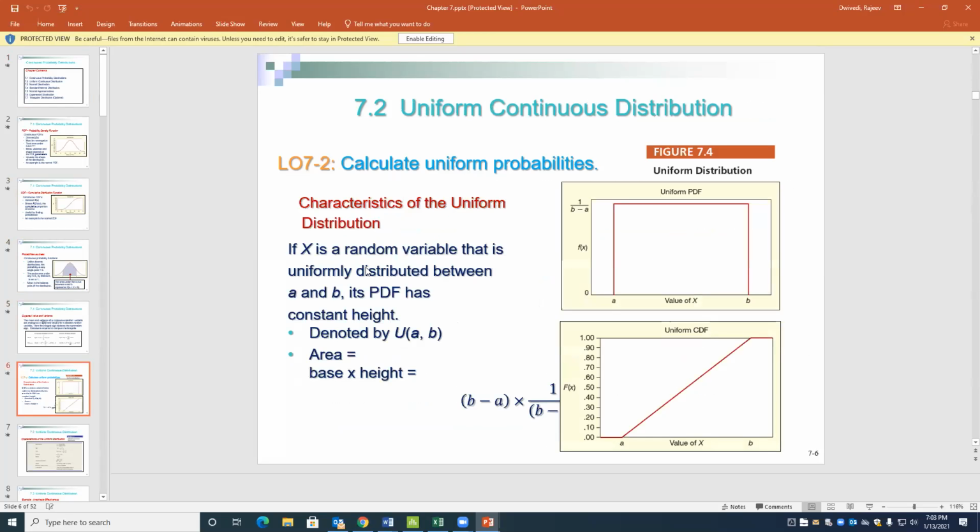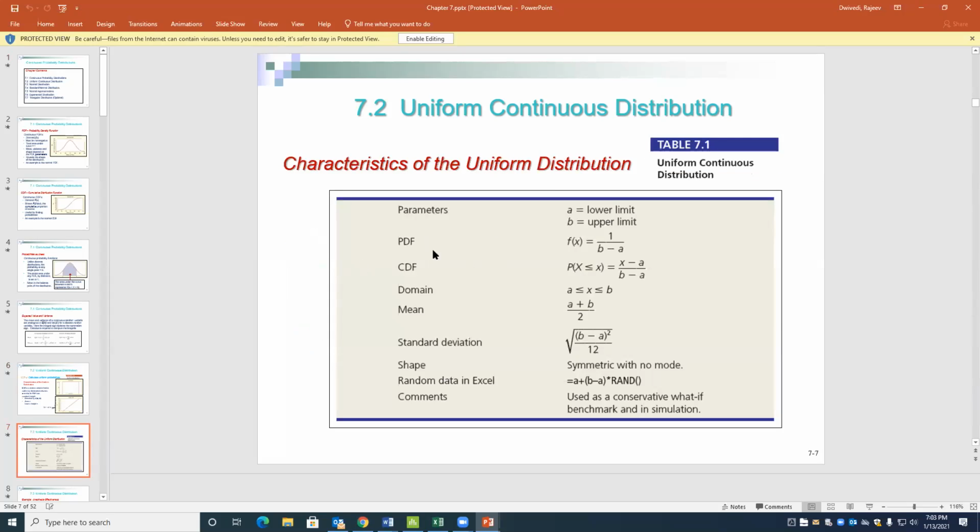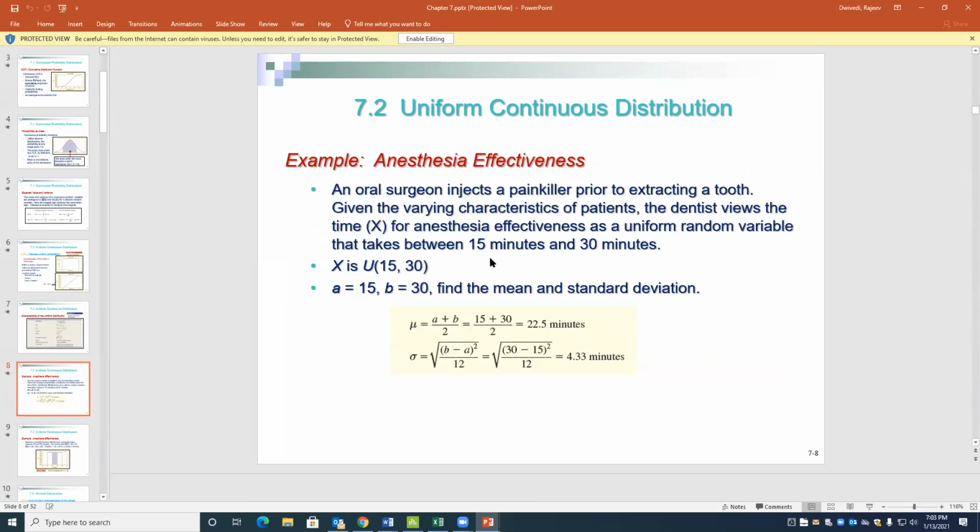Here we have the continuous uniform distribution, and 1 or 2 questions on it are certainly there in the MCQ, and it is very simple. Here this is the PDF function, and this is the CDF function. Mean is (A plus B) by 2, and standard deviation is the square root of (B minus A) squared divided by 12.